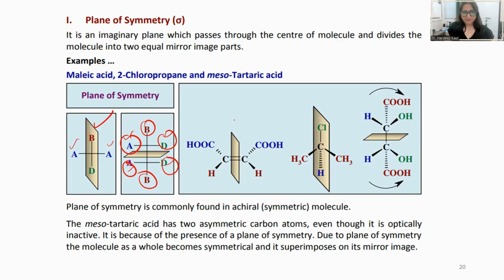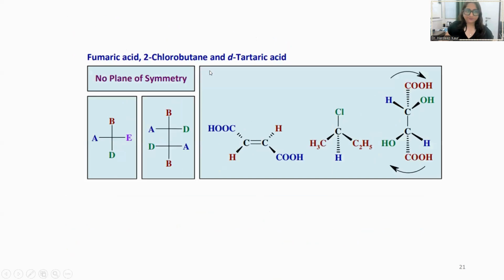But if you cut like this, plane of symmetry, plane of symmetry, plane of symmetry. A plane of symmetry is very commonly found in achiral compounds. Achiral means not chiral, without a tetrahedral center. Basically, a plane of symmetry is an imaginary plane which passes through the center of the molecule and divides the molecule into two equal mirror image parts.